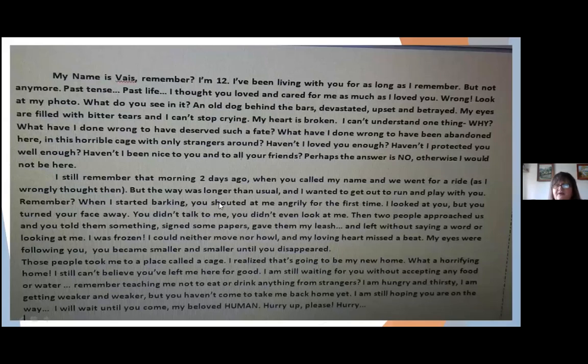I still remember that morning 2 days ago when you called my name and we went for a ride, as I wrongly thought then. But the way was longer than usual, and I wanted to get out to run and play with you. Remember? When I started barking, you shouted at me angrily for the first time. I looked at you, but you turned your face away. You didn't talk to me. You didn't even look at me. Then two people approached us, and you told them something, signed some papers, gave them my leash, and left without saying a word or looking at me.